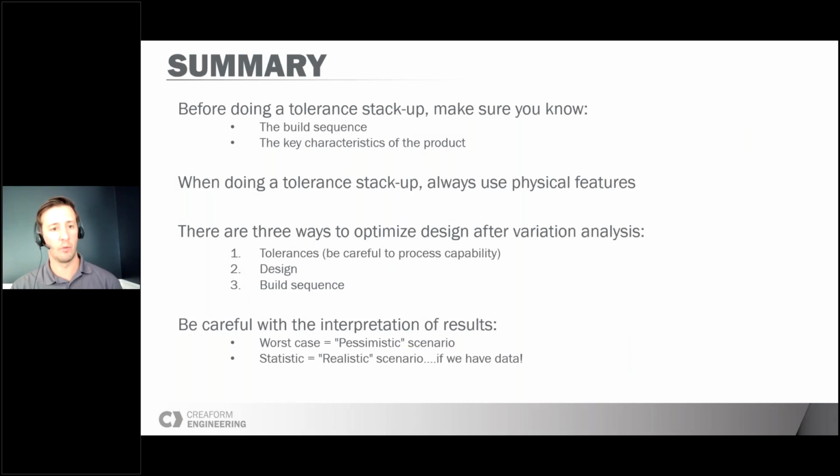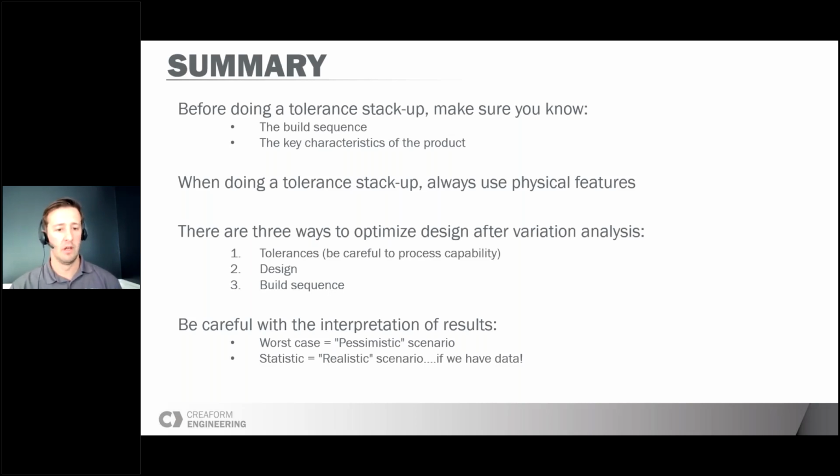Just to have a quick summary of the different points we've seen. First, before doing a tolerance stack-up, make sure you first know the build sequence, and second, what the key characteristics are. What are really the critical points that my customer or my assembly line will see, or that are problematic for them. Second point to remember, related to doing the stack-up: always try to use physical and functional features.